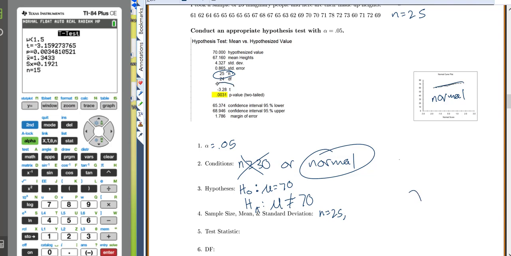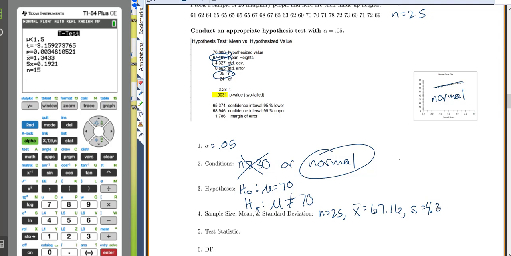My test statistic, that would be t. Oh, sorry, I'm getting ahead of myself. Sample size, mean, and standard deviation. So my mean, the mean of the heights, is 67.16. So x bar equals 67.16. The standard deviation, notice there's standard deviation and standard error. The standard deviation is actually S.